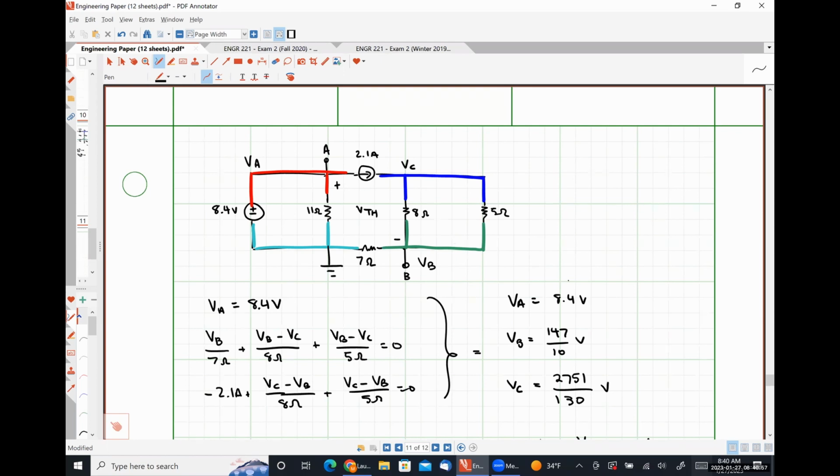We could suffer through writing KVL equations all over the place and we'd wind up getting the exact same result. The beauty of nodal analysis is that because a voltage is simply the potential difference between 2 points, and we know the voltages at every different point in the circuit, we can just take the difference.